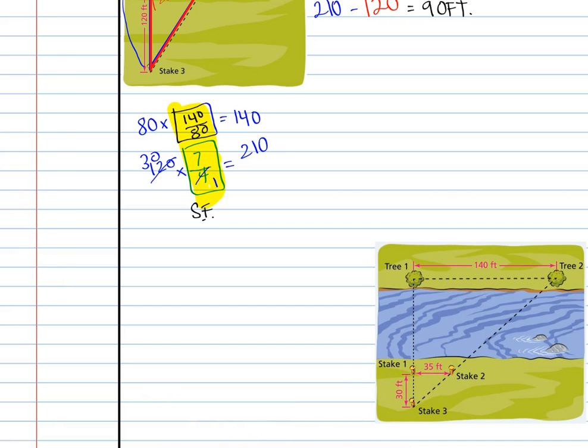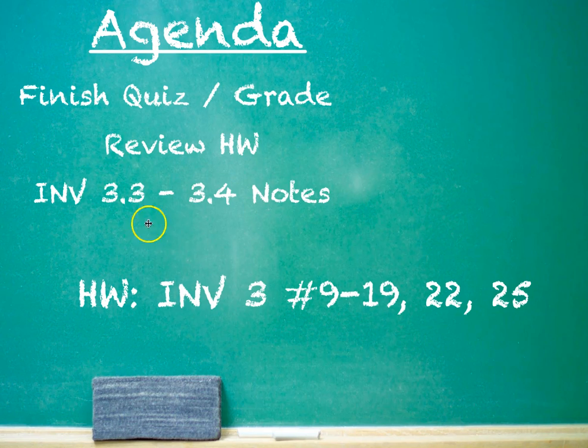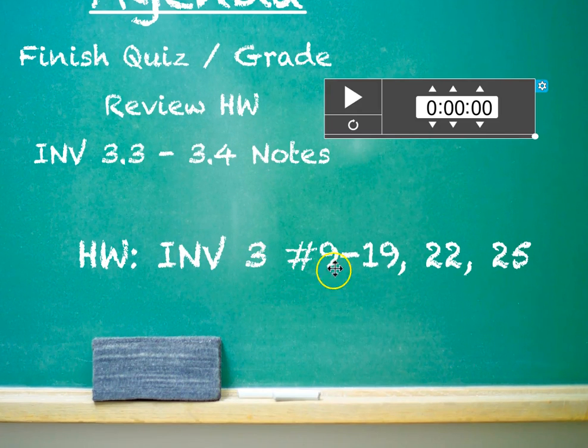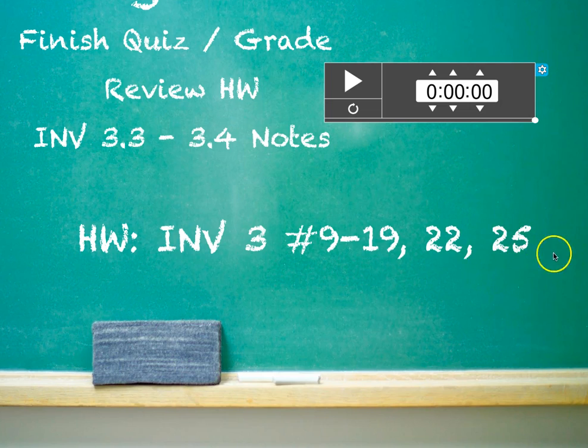Once you're finished, your homework is one of the papers you picked up on the way in. Your homework is going to be questions 9 through 19, 22, and 25. Number 25 is the nested triangle question. And 9 through 19 and 22 are using scale factor and your knowledge of similar figures.